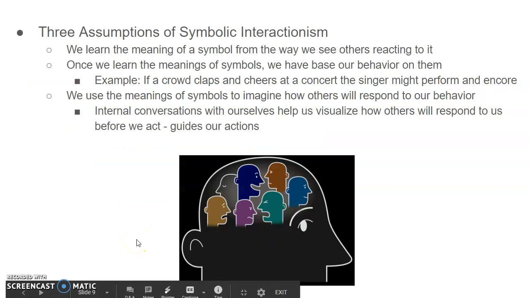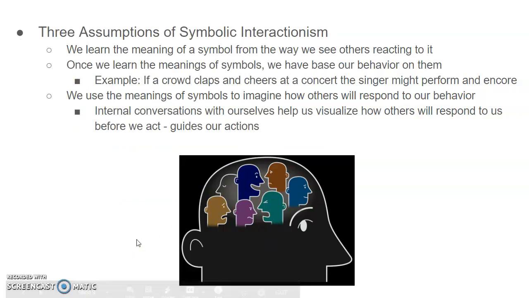There are three assumptions made by symbolic interactionists. The first one is that we learn the meaning of a symbol from the way we see others reacting to it. So how you perceive other people reacting to a symbol is going to affect how you feel about that symbol. So once we learn the meaning of symbols, we base our behavior on them.